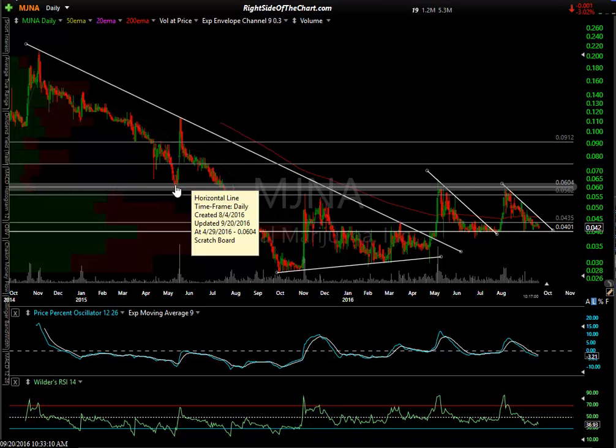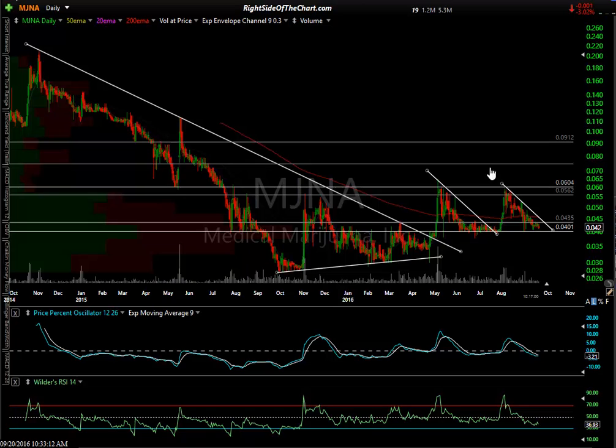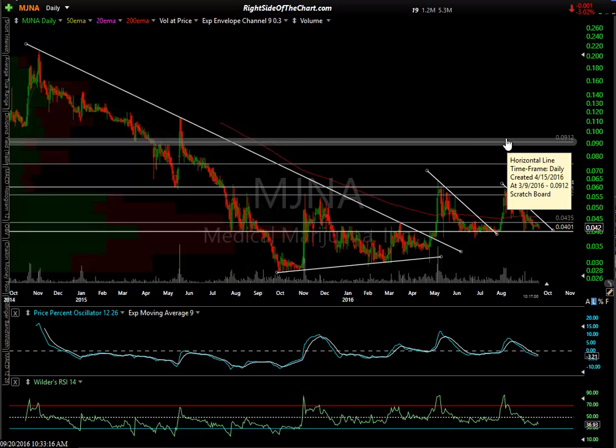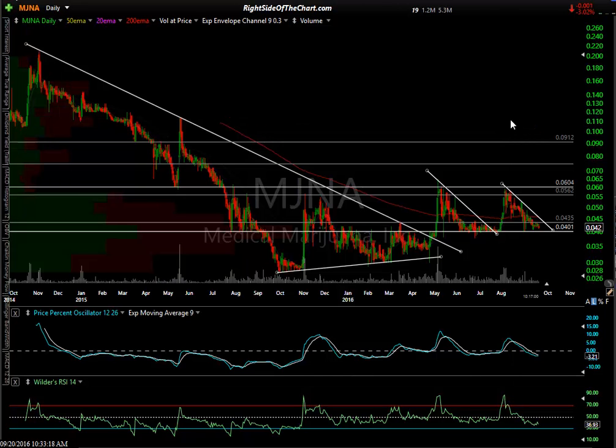If and when that 6 cent level is taken out, this would be minor resistance, and then this would be the next target here. And in fact, this one has potential to go even higher. So those are your, again, potential longer term levels. Just depends how you want to trade these, whether you want to just do the quick hit and run, get in and out.